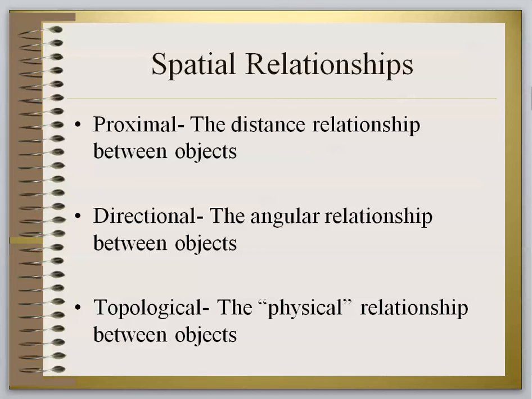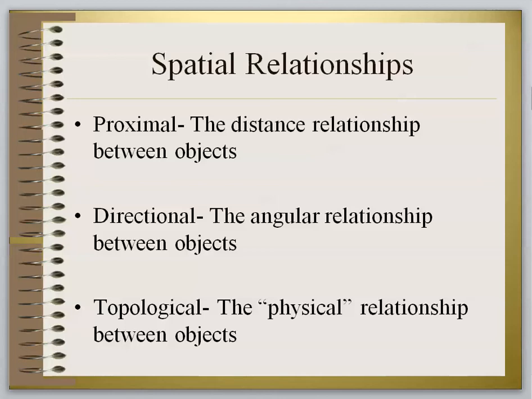Now directional, the angular relationship between objects. Now we're kind of looking at the where question. Where is this object respective of another object in space? And again, you can take that into different avenues when it comes to GIS.